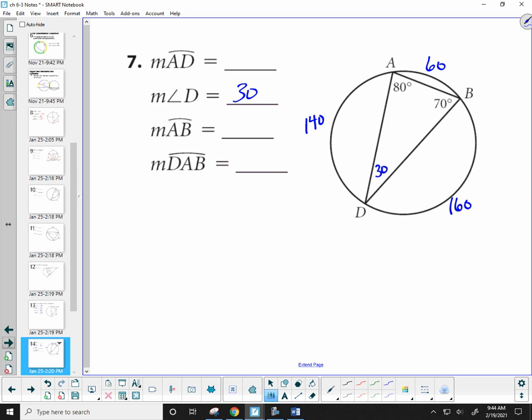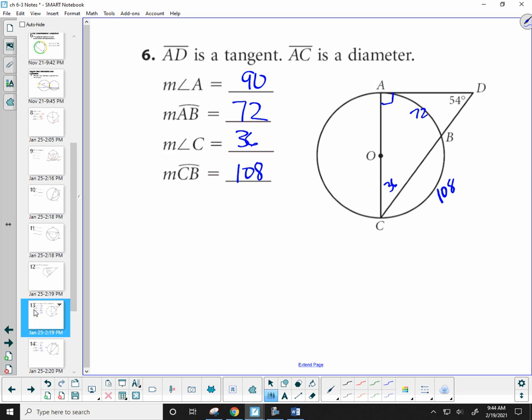So let's answer our question. So AD is going to be 140. Arc AB is 60. And DAB, got to go the long way around, right? That's 140 plus 60, that's 200. I know I'm going the long way around because it has three points, right? That makes it a major arc. Good. Questions on that one? Yes. Can you go back to 6 real quick? Sorry.